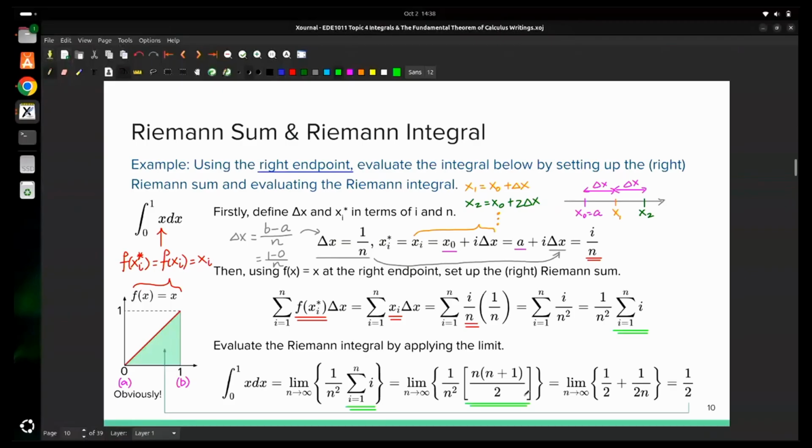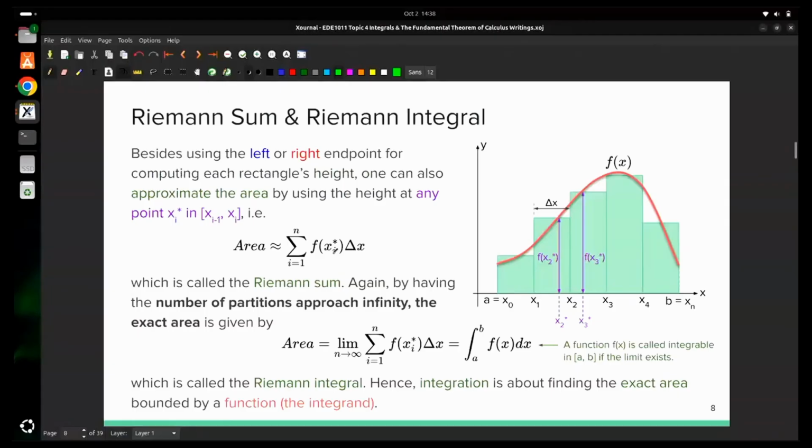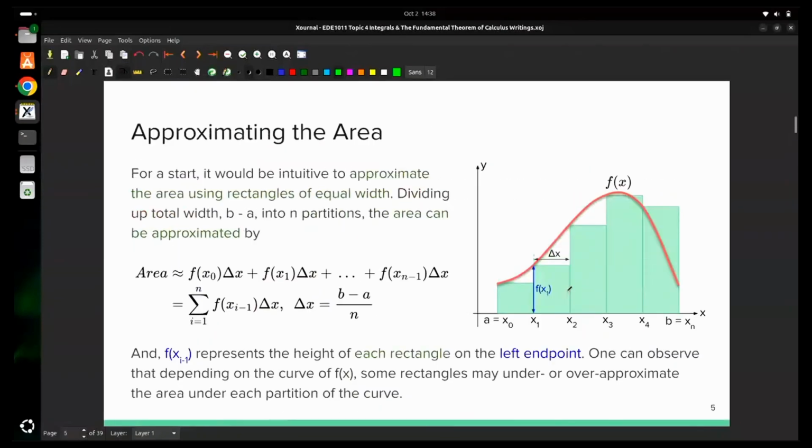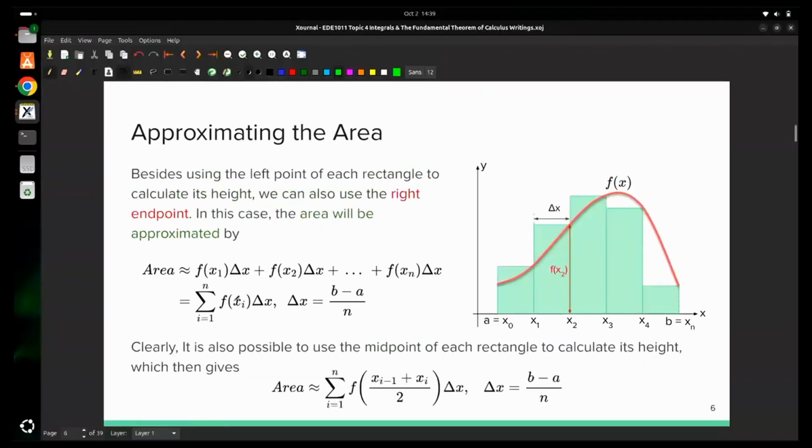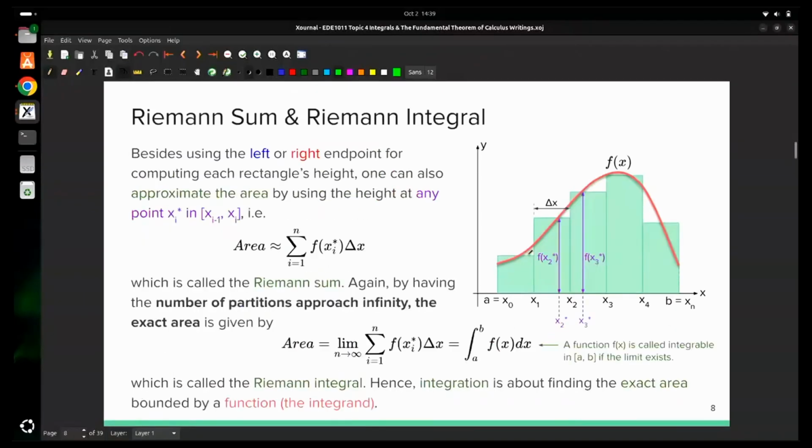Any questions? Yes? Sorry? Oh, xi star. The deal with xi star is that xi star can be anywhere from xi minus 1 to xi. Because if I use the left end point, then I'm using xi minus 1. I always evaluate the height at the point that is on the left. So therefore this is xi minus 1. Then if I use the right end point, that means I'm using xi. But I can also use the center, the midpoint. So therefore xi star can be anywhere.